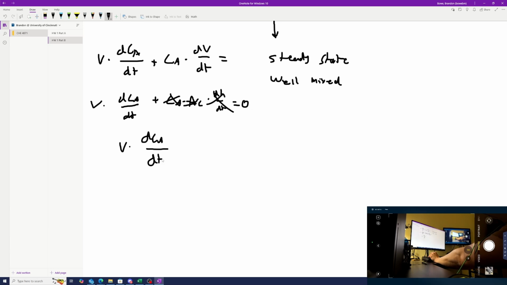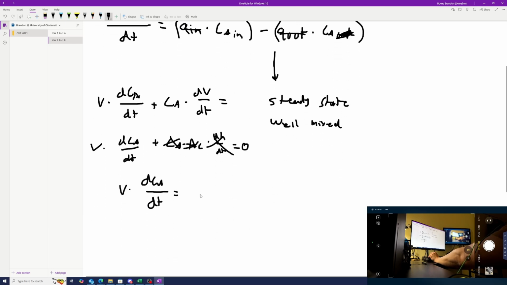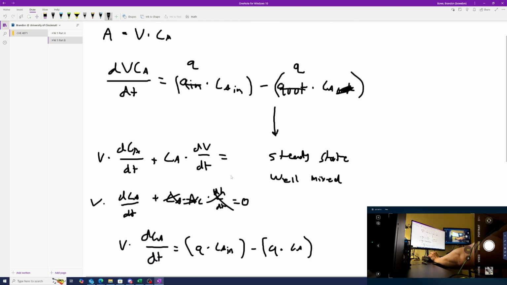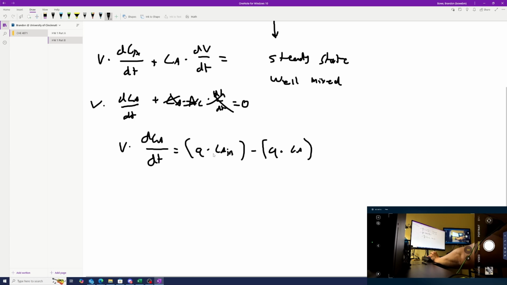dCA over dt is equal to Q times CAin minus Q times CA. So then all we need to do is pull out this Q and divide across by V, giving us our dCA over dt is equal to Q over V times our concentration going in minus the concentration of the tank, or what's going out.